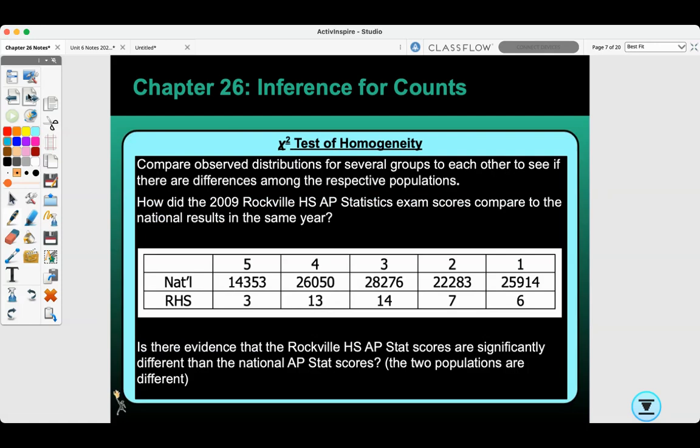Now we're going to go to the chi-squared test of homogeneity. Here, we compare observed distributions for several groups to each other to see if there are differences among the respective populations. So how did the 2009 Rockville High School AP Statistics exam scores compare to the national results in the same year? So here we have the data. Is there evidence that the Rockville High School AP stat scores are significantly different than the national AP stat scores? The two populations are different.